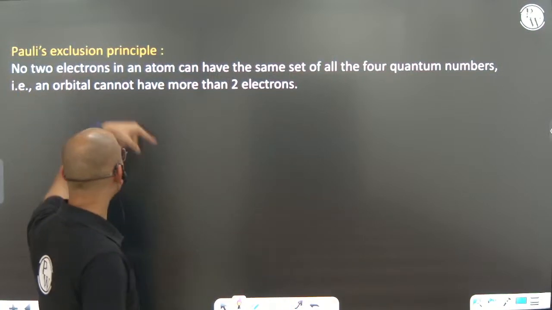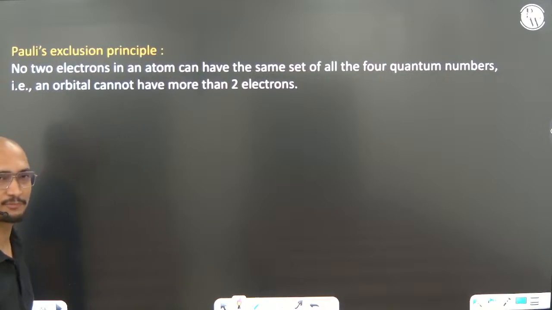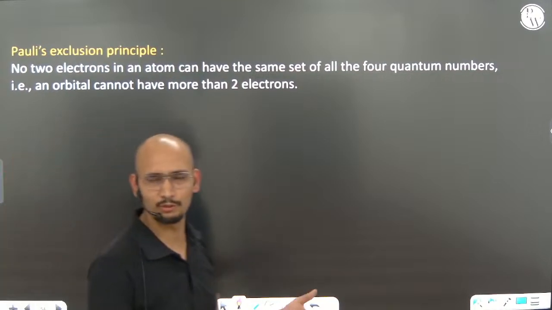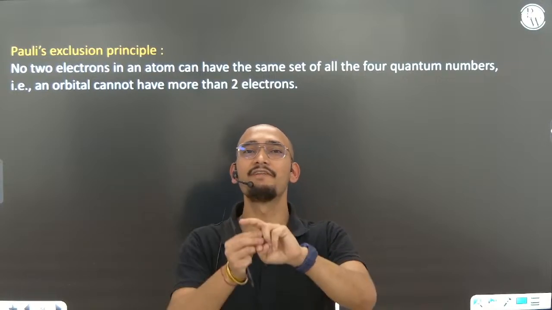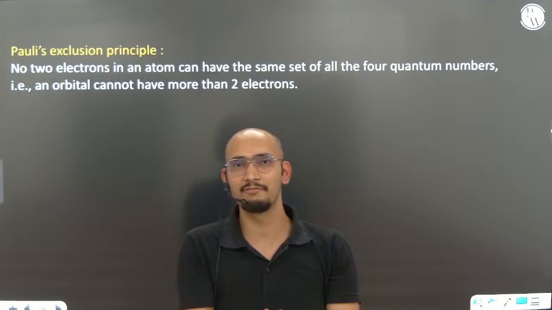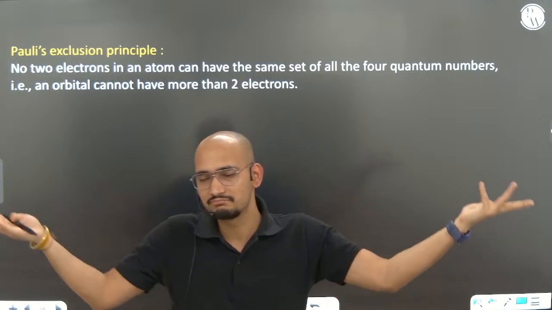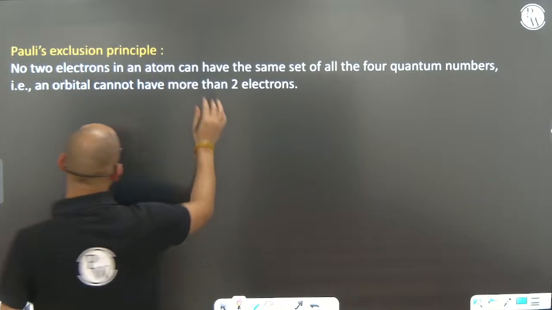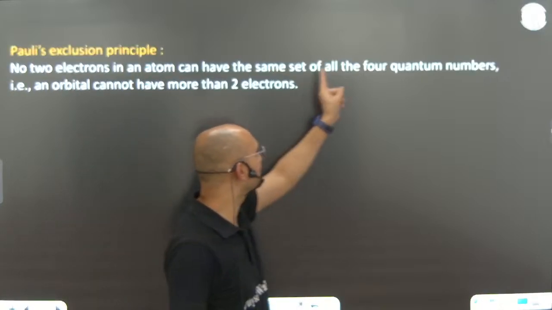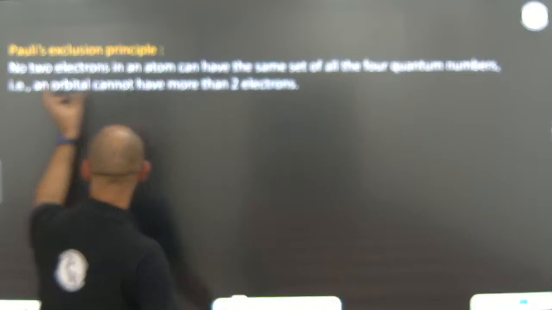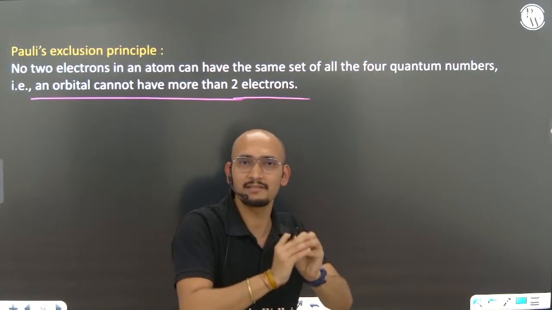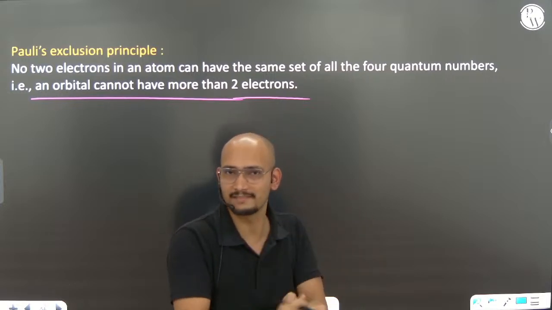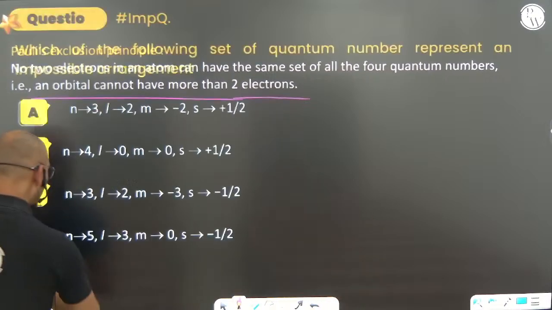Next, Pauli's exclusion principle. What is Pauli's exclusion principle? I hope you all know that every orbital can have only 2 electrons, and both of the electrons will have different spins. If one is having plus half, another will be minus half. No 2 electrons in an atom can have the same set of all the 4 quantum numbers. An orbital cannot have more than 2 electrons. So, of course, at last, either n or l or m or s, something will be different for any 2 electrons in any atom.